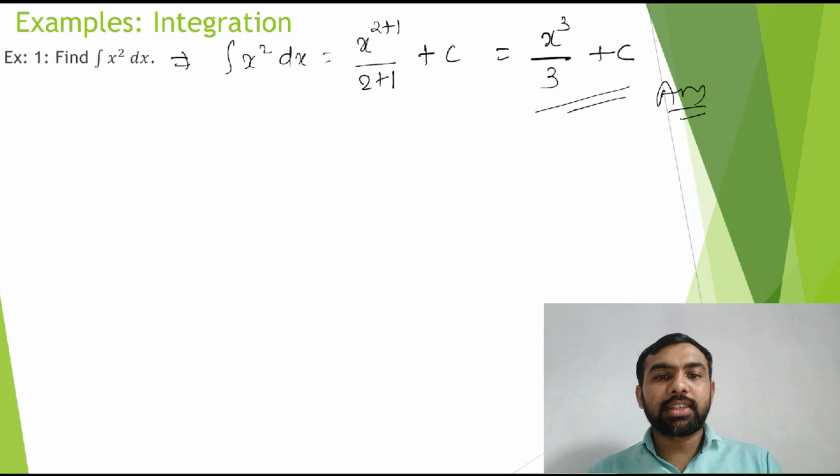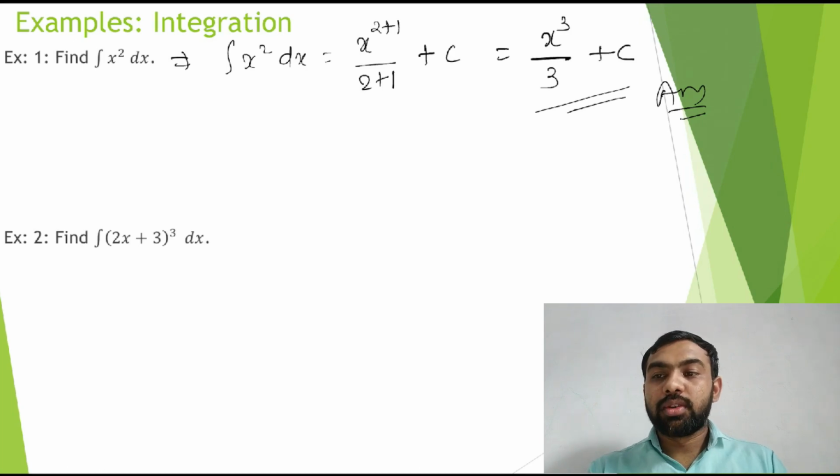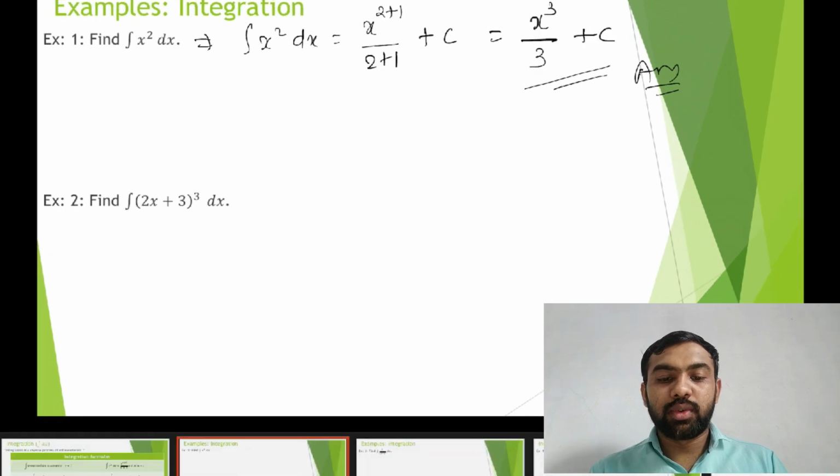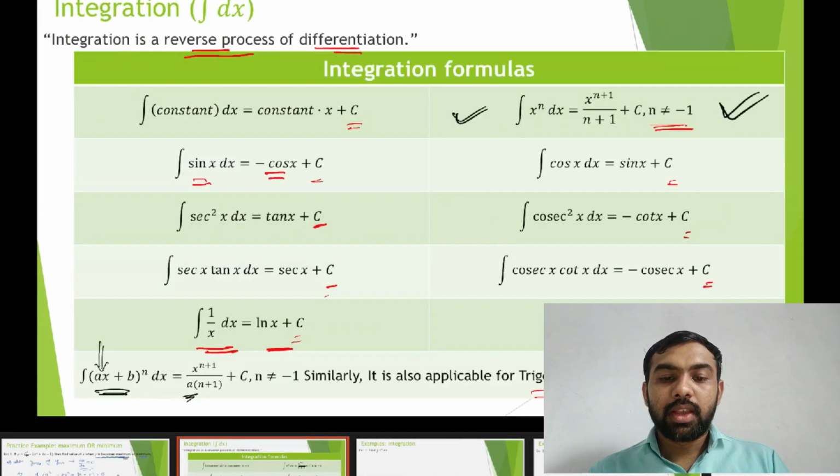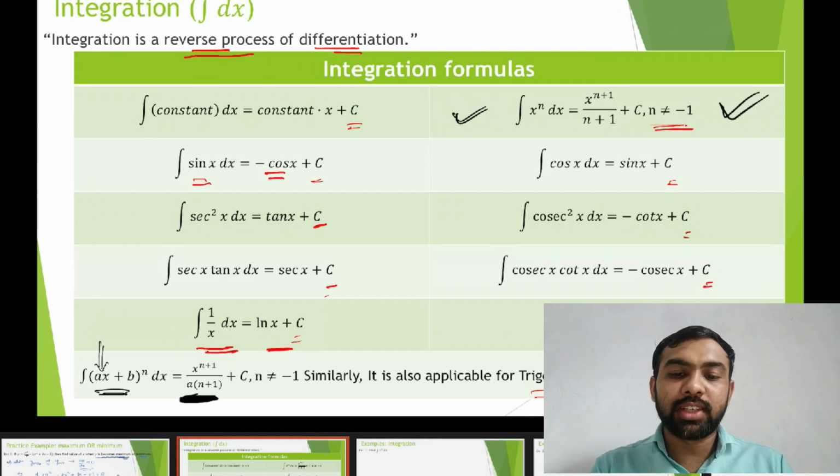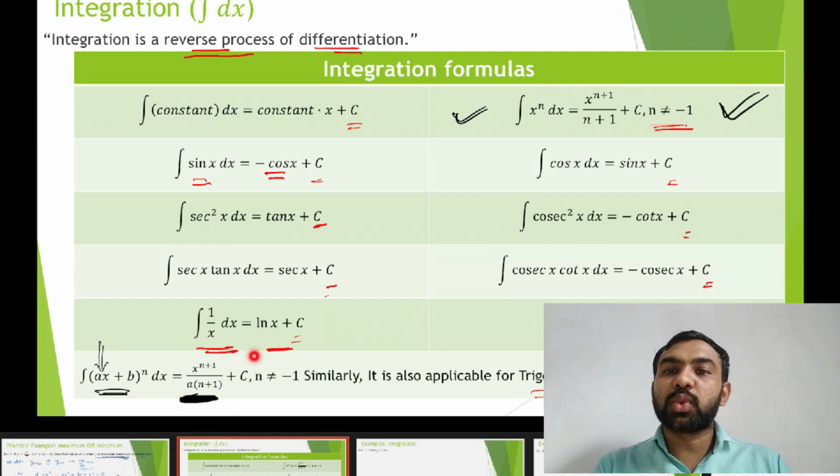Okay, let's come to the next example. Integration of (2x plus 3) whole cube. So again use the same rule. Whatever the coefficient of x is, it comes into the denominator. This is the last rule: power (x plus b) raised to n.